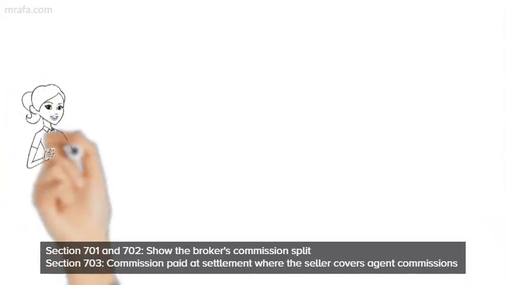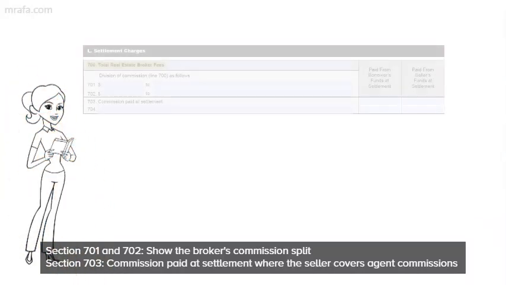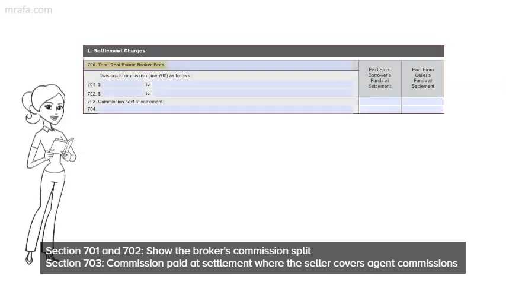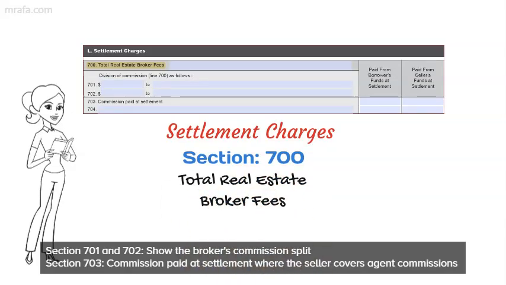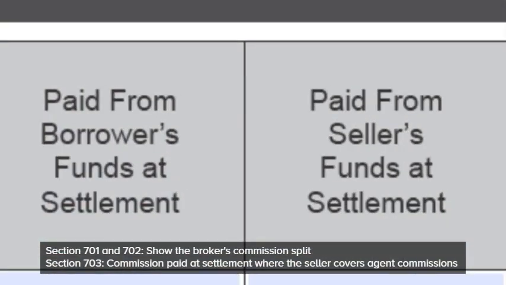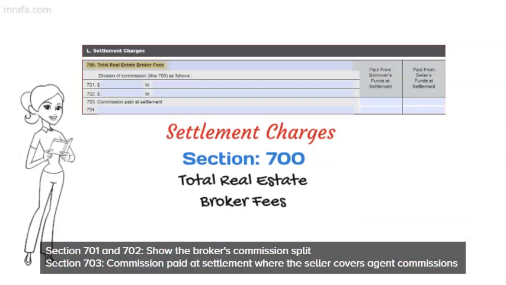Okay, so let's go to page 2, settlement charges, section 700, total real estate broker fees. So this is about the commission the broker will get and who will be paying for it. If you look to the right, there's a section noting paid from borrowers' funds and paid from sellers' funds. So this is where you will see who will be paying for the broker's commission. And usually it's the seller who's paying for it.